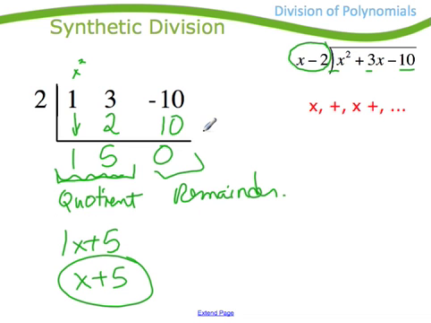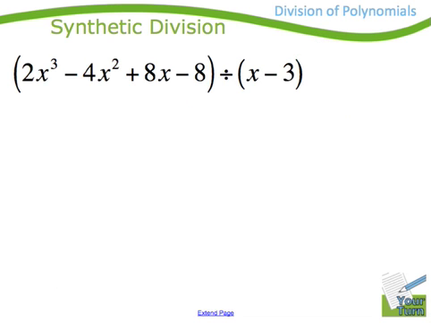The synthetic division. It actually turns out to be a really useful tool to see whether a binomial will divide evenly into some other polynomial. A real useful tool to do that. Let's try one more, and then you can try some questions in your textbook. I'm supposed to divide this with synthetic division, okay?